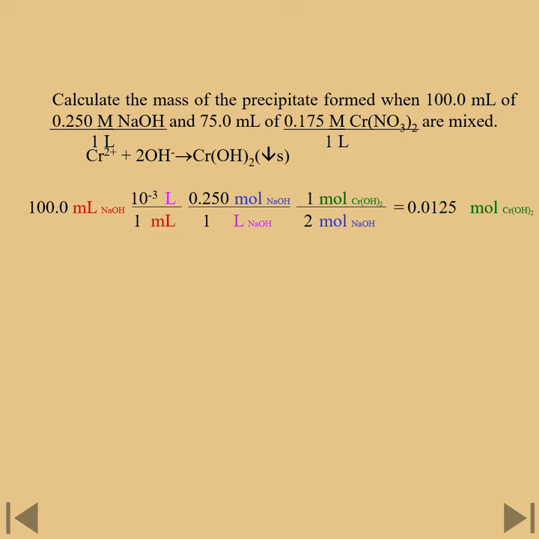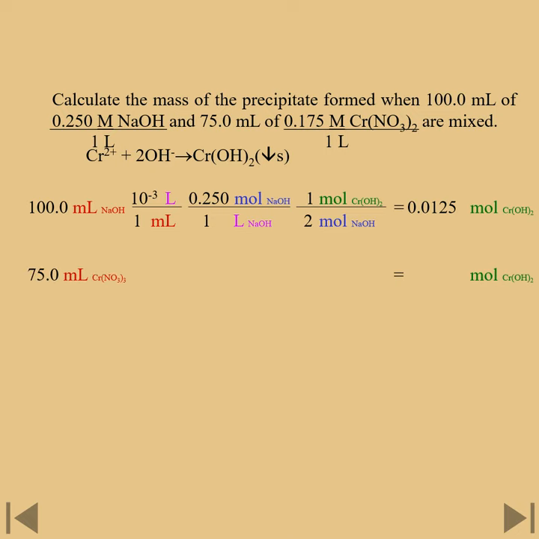For 0.0125 moles of chromium(II) hydroxide. Okay, that's how much we can form from the sodium hydroxide. We're now going to do the same thing for the information on the chromium. Step 1, we're after moles of chromium(II) hydroxide.